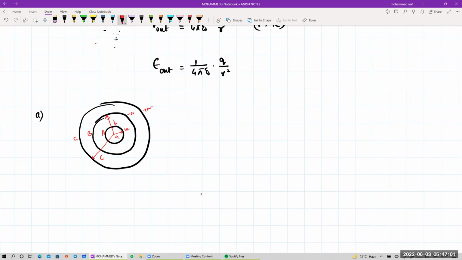Okay? Yes, sir. The question is: we have 3 concentric metal shells A, B, C, of radii a, b, and c, where a is less than b and b is less than c. And they have surface charge densities plus sigma, minus sigma, and plus sigma. So I need to calculate the potential of the shell B. Potential of your shell B is equal to how much?